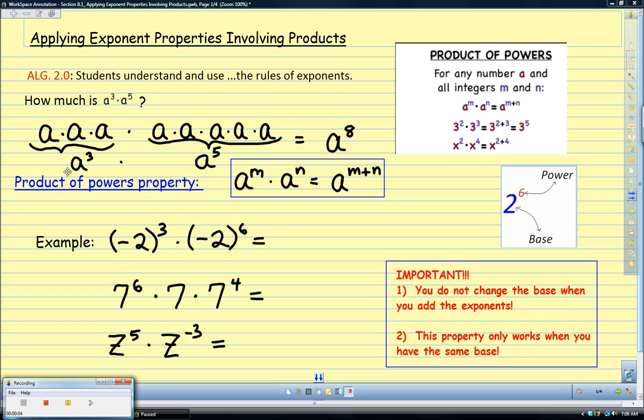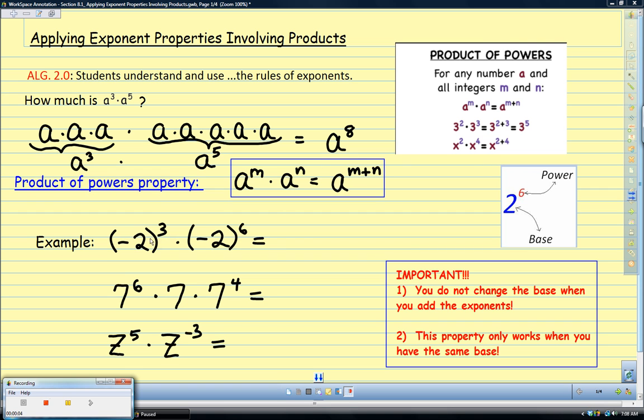Notice here you have 3 factors of a. Here you have 5. You put them together, you get a total of 8 factors of a. So the product of powers property says, when you are multiplying two numbers with the same base, notice they're both the same letter, you add the exponents.